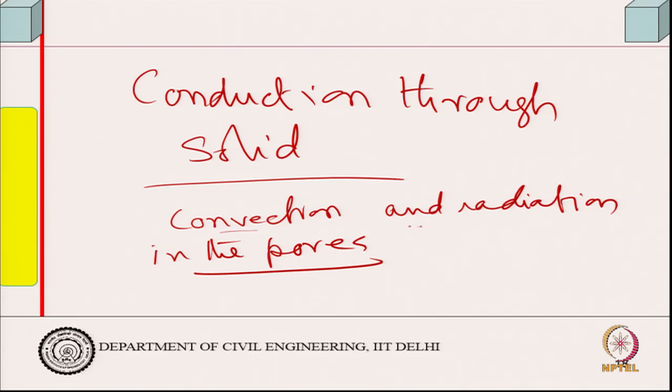But this is very small, because convection is a phenomenon whereby molecules move and circulate, and through circulatory motion it transfers the heat. Hot molecules will go up and cold molecules will come down, so this kind of thing. So, in such a situation, if the pore sizes are small, then this does not occur.